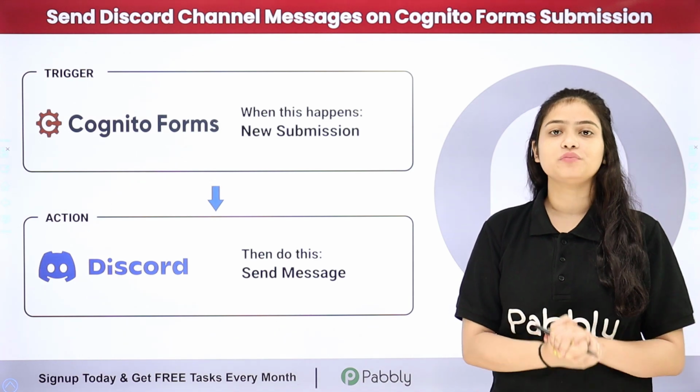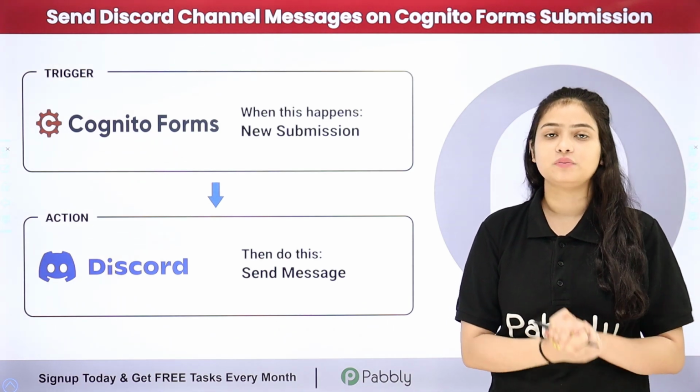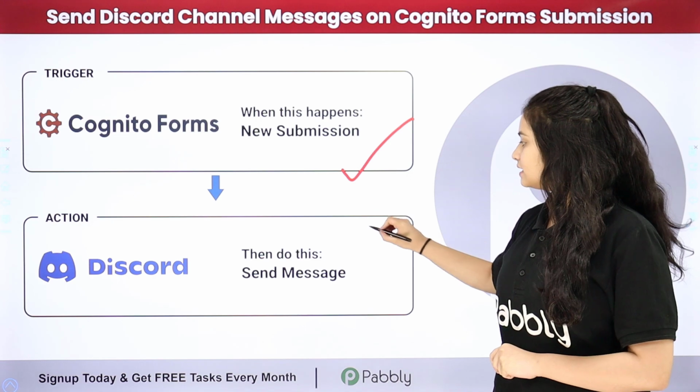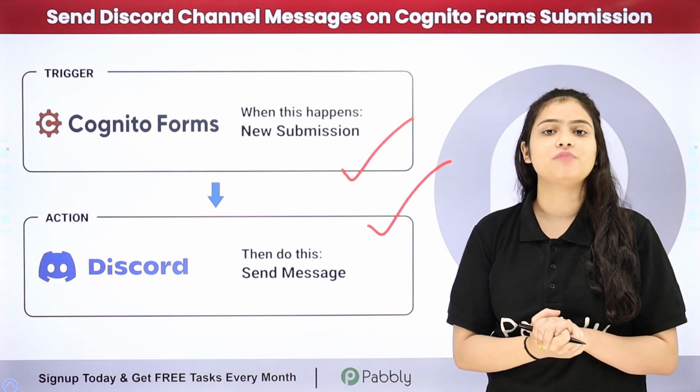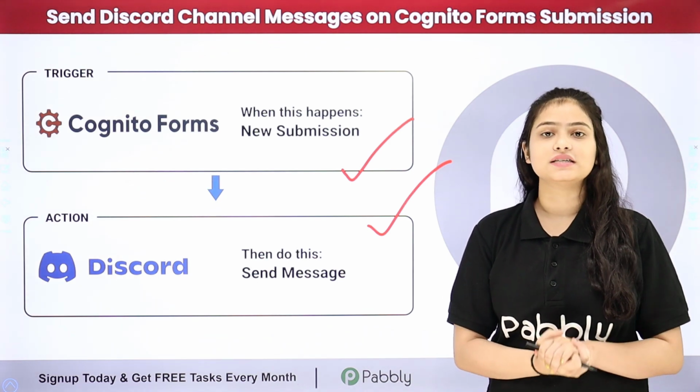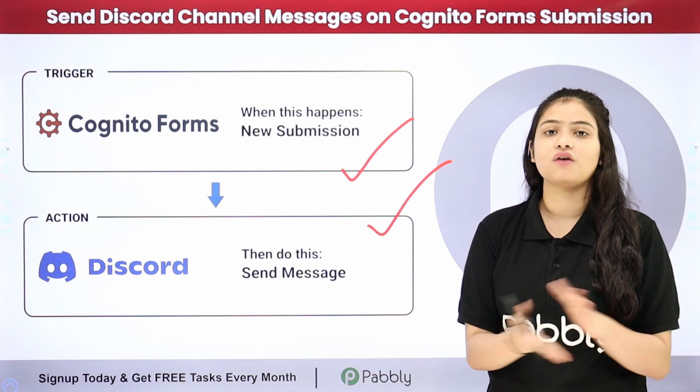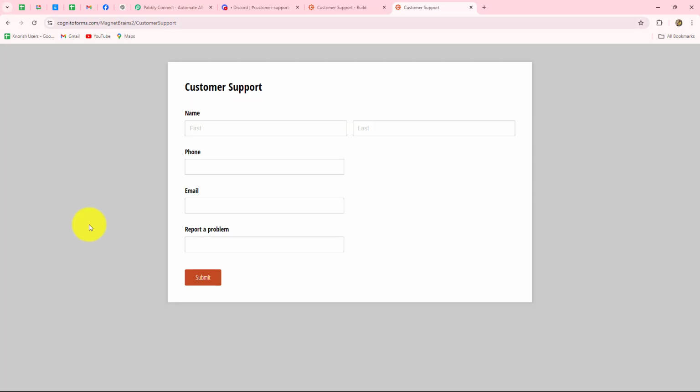So how we are going to automate this entire process? For this, we will have to build the connection between Cognito forms and Discord, and that we are going to do without any coding and programming skills, simply with the help of Pabbly Connect. So if you also want to learn this amazing automation step by step, for that you have to come towards my screen. Welcome to my screen everyone.